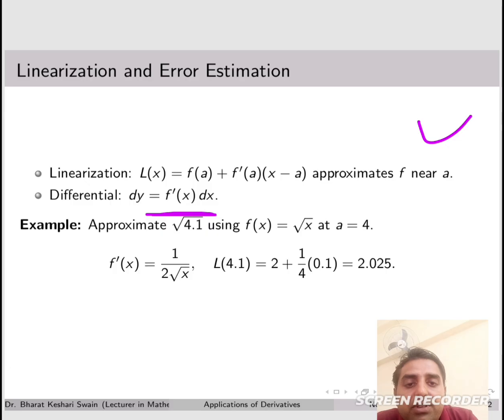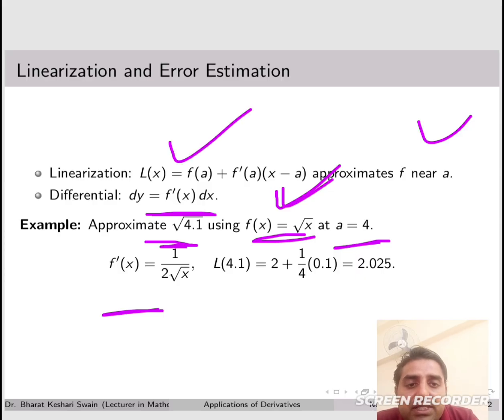For example, to approximate the value of the square root of 4.1 using f(x) equal to root x, at a equal to 4 we can approximate it. Suppose f(x) equal to root x, then f'(x) will be 1 by 2 root x. What will be L(x)? L(x) will be f(a). Here f is root x, and a equal to 4, so it is root 4.